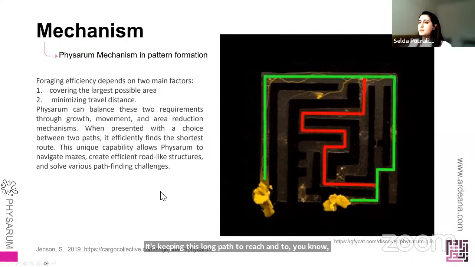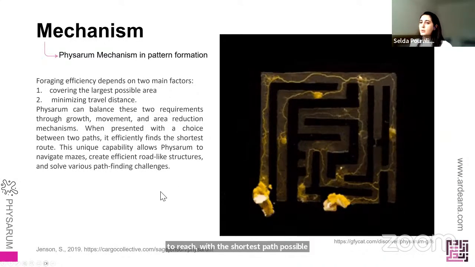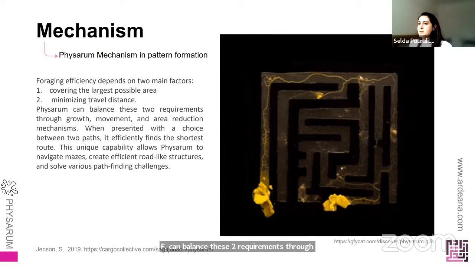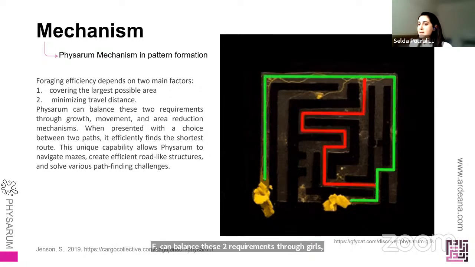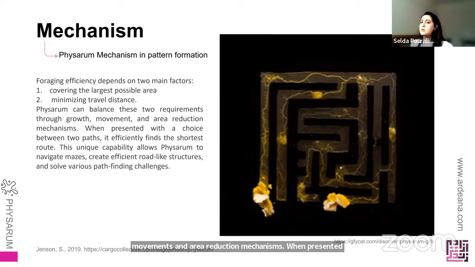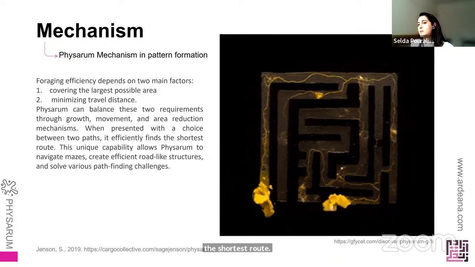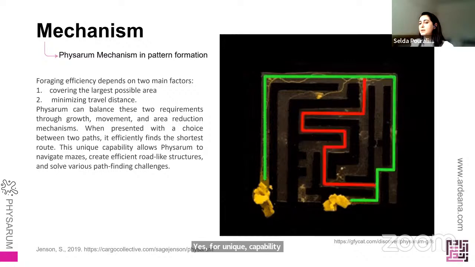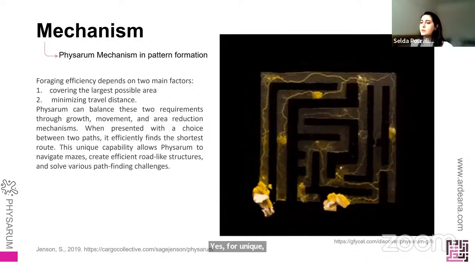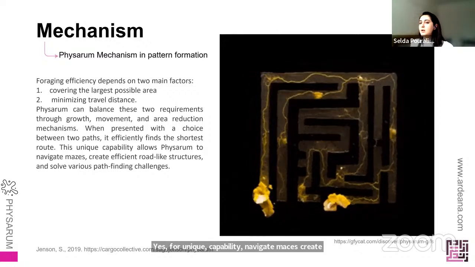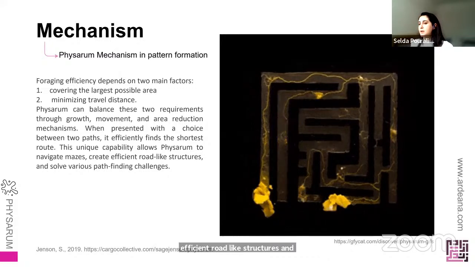Physarum can balance these two requirements through growth, movements, and area reduction mechanisms. When presented with a choice between two paths, it efficiently finds the shortest route. This unique capability allows Physarum to navigate mazes, create efficient road-like structures, and solve various pathfinding challenges.